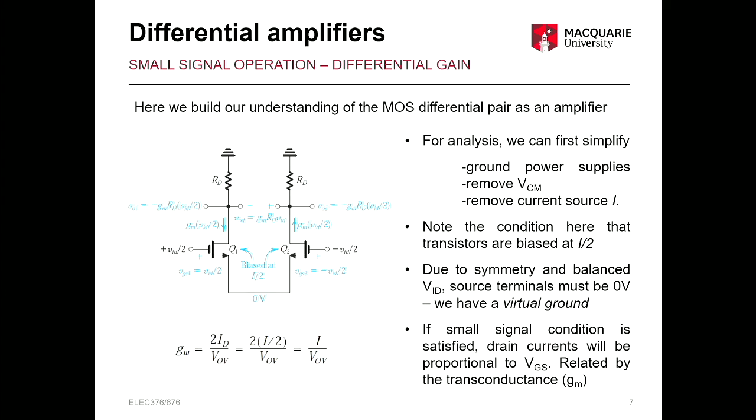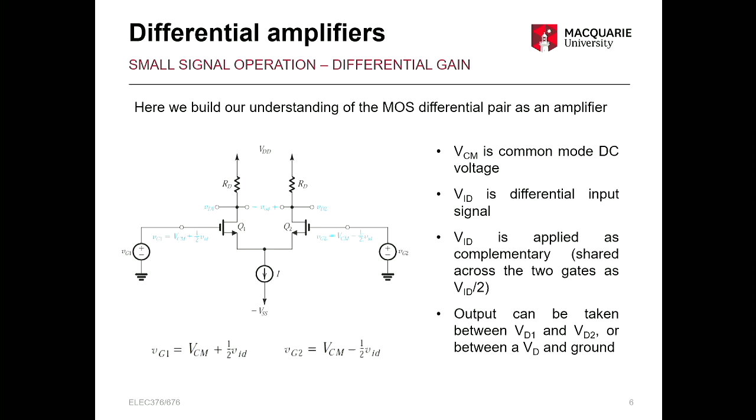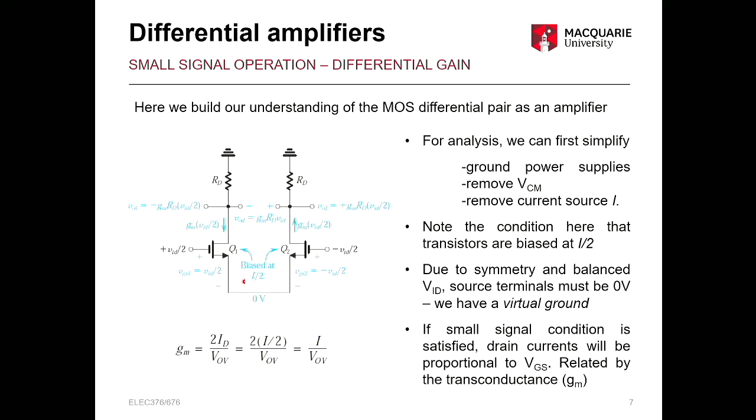So to analyze this circuit, we can simplify things because we know that our common mode is setting things up so the transistors are in saturation in the region we need them to be. So we can short our power supplies, put that to ground, and we can remove our current source, if you remember from here. And we have a simpler circuit to analyze. And we've removed our VCM because the purpose of that was just to get us into this equilibrium state. So here you can see the transistors are still biased with half of the current going to each side due to the symmetry of the circuit.